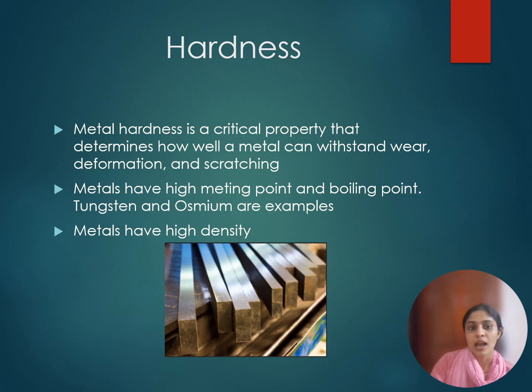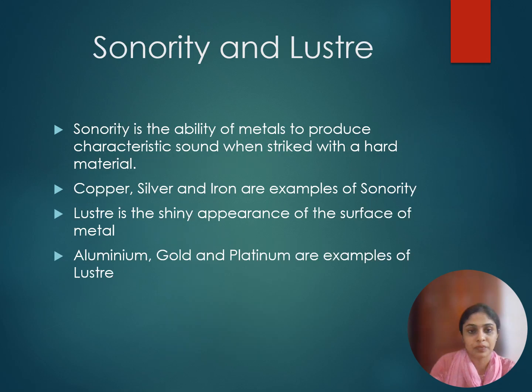Hardness. Metal hardness is a critical property that determines how well a metal can withstand wear, deformation, and scratching. Metals have high melting point and boiling point, and a few examples of metals which have high hardness are tungsten and osmium. Also, metals have high density.